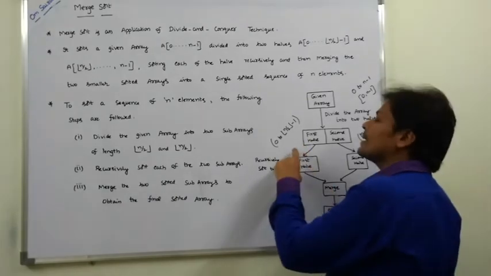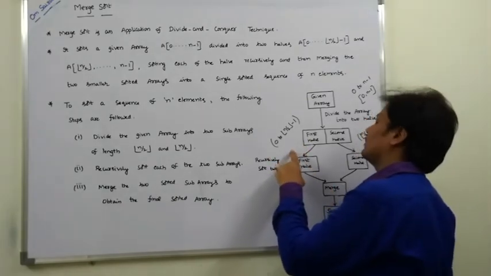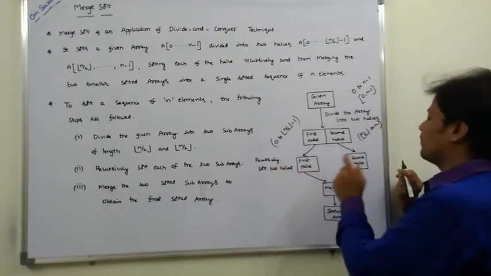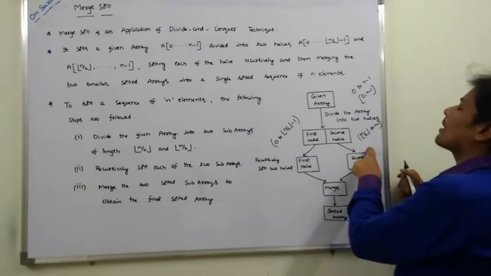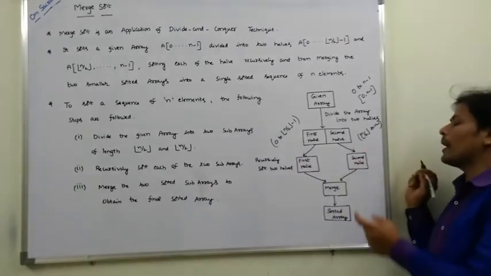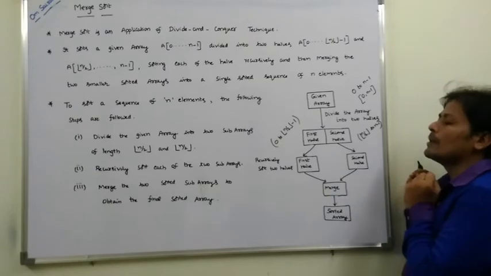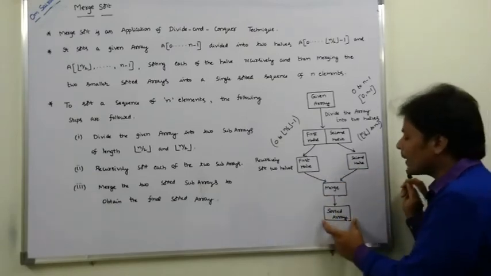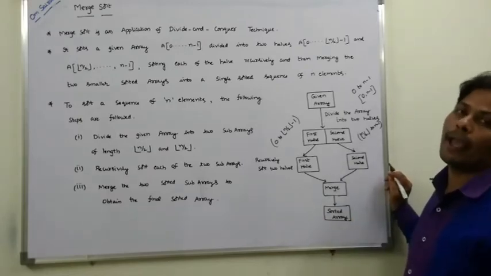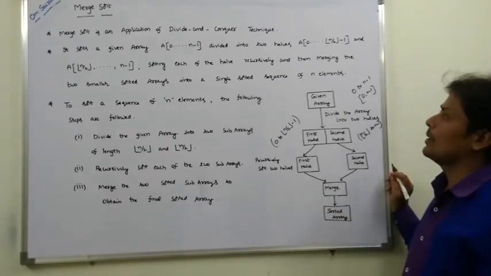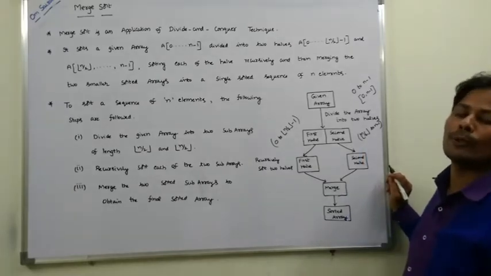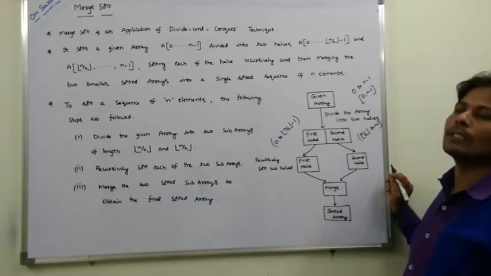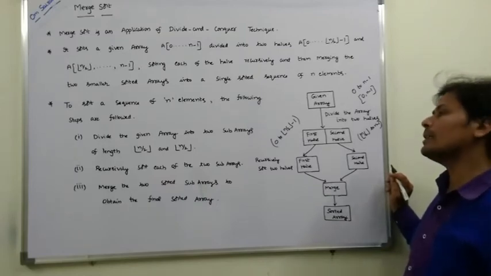Next, recursively solve each half. Recursively sort the first half and recursively sort the second half. Finally, we merge the sorted first half and second half, and then we get the sorted array of the given list. In this way we solve the given problem using merge sort with the divide and conquer technique.